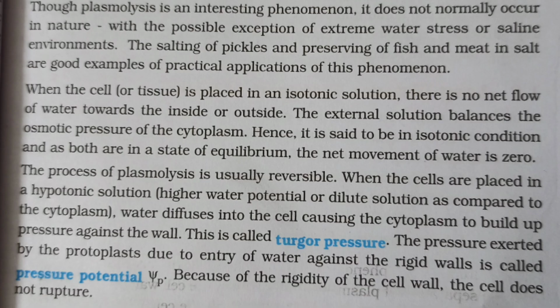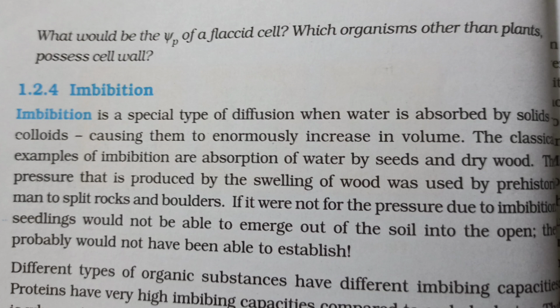When cells are placed in a hypotonic solution, water diffuses into the cell, causing the cytoplasm to build up pressure against the wall. This is called turgor pressure. The pressure exerted by the protoplast due to the entry of water against the rigid wall is called pressure potential, denoted as psi p.